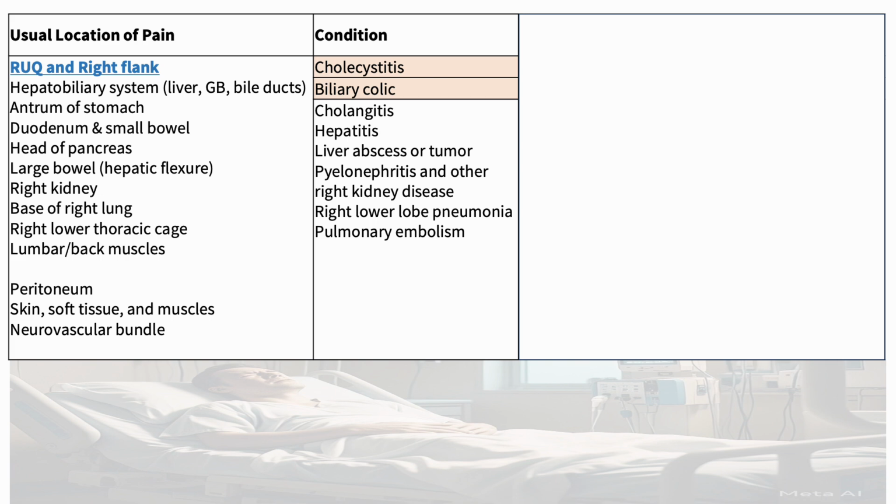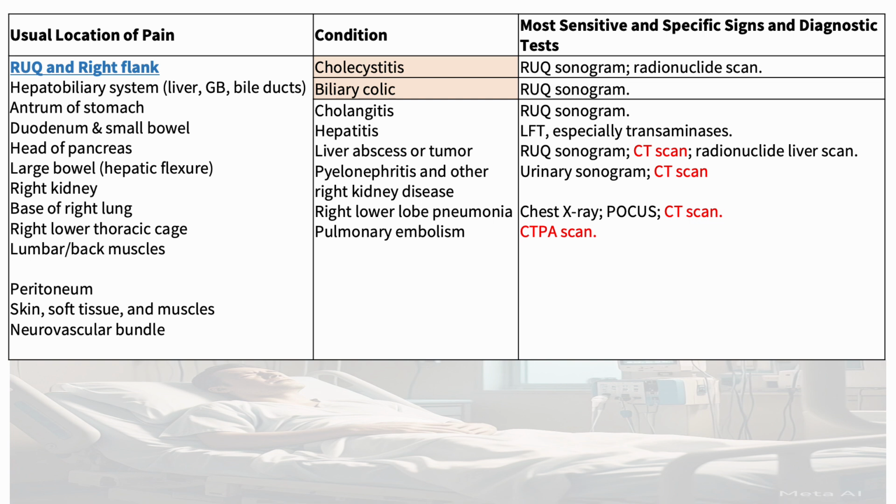Pyelonephritis, right kidney infection, and other right kidney disease. Also, kidney stones could be a source of pain in that area. Right lower lobe pneumonia. This is some of the causes outside of the abdomen, and also pulmonary embolism in the right lower lung.